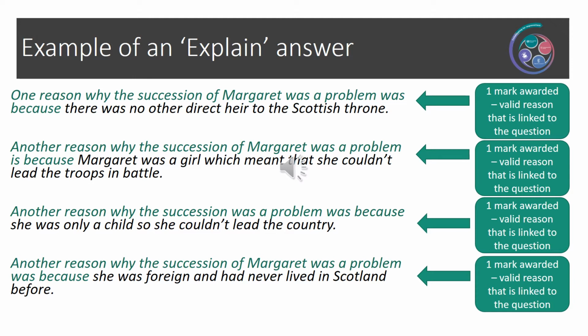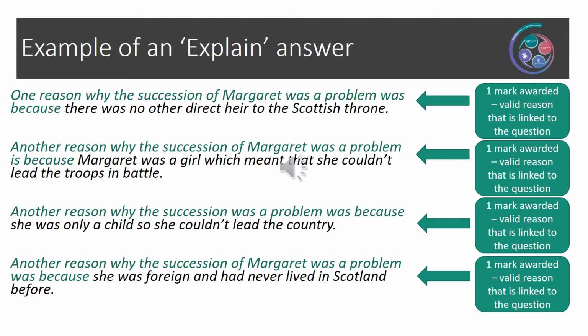We're now going to have a look at how this particular answer was marked. In an explain question, we know that we have to start each sentence with the words of the question. We're then going to use the word because or something similar, and then we would follow that with a piece of knowledge. If we look through the explain answer on the screen, you can see every sentence starts with the words of the question. You can see it highlighted in green. One reason why the succession of Margaret was a problem was because. The part that then follows that is a piece of knowledge. There was no other direct heir to the Scottish throne.